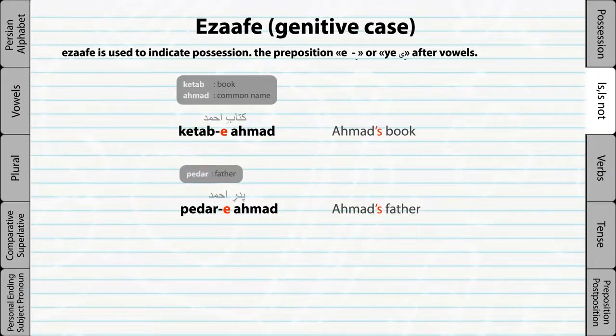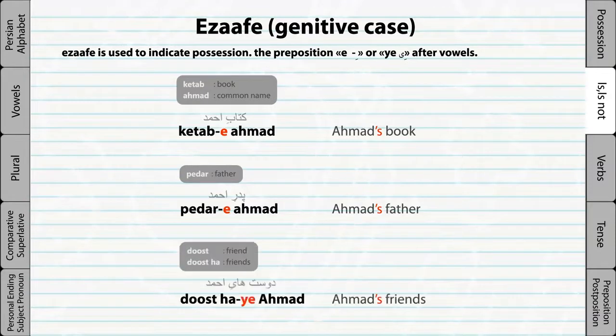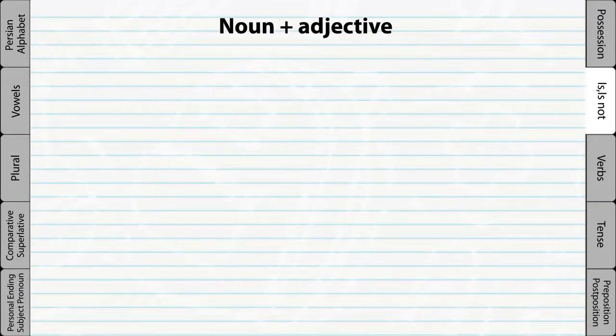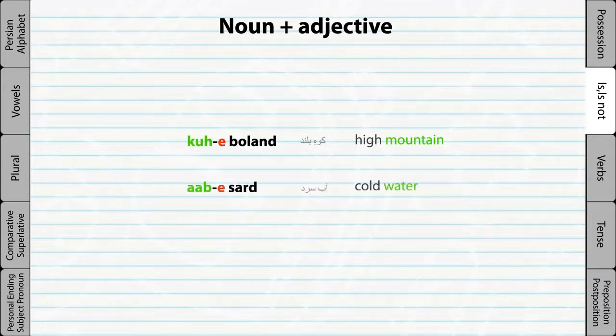And if the last letter was a vowel, we add ye instead of e. For example, Dosthay Ahmad, the friends of Ahmad. The Ezaafe is also used to connect a noun to an adjective. For example, Kuh Boland, high mountain. Ab Sard, cold water.